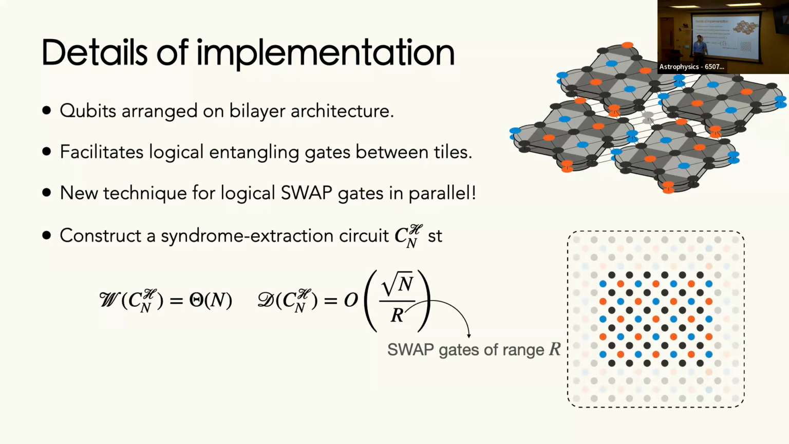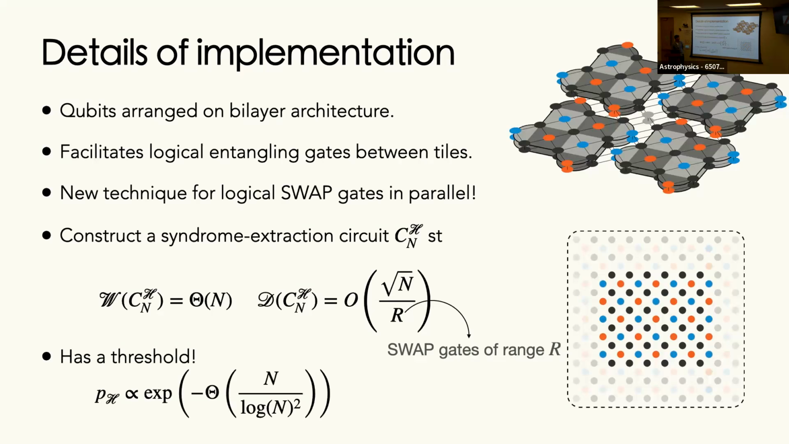And for seeing what might be available in the near term, you might have swap gates of range R that are scaling with the system size, maybe not all-to-all connectivity, but something that grows with system size that can help you reduce the total depth of your circuit. Okay? And finally, the last advertisement is that this code actually has a threshold. So below this threshold, the logical failure rate is not falling exponentially in n, but in n over some log n. And this log n penalty is what you're paying for being able to implement everything locally.